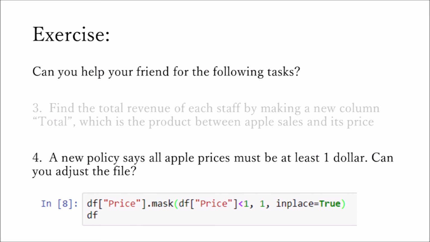Finally, we want to change all prices of apple to 1 when its value is less than 1. To do so, we need to use the mask method. Pandas uses the mask method to filter entries whose apple price is less than 1. Then we set it to 1 accordingly. Remember, we need to set inplace equals True to keep the changes.